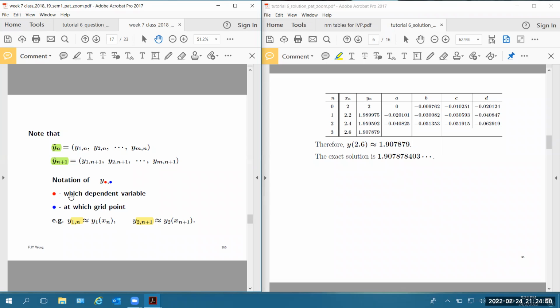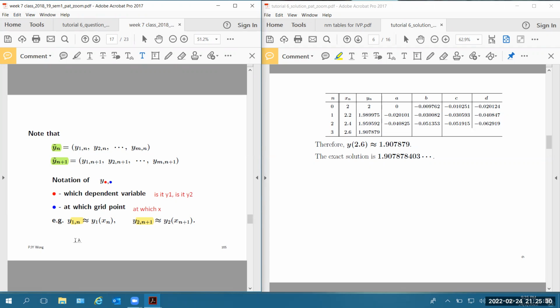The first subscript tells us which dependent variable, meaning is it y1? Is it y2? Which one? Are you talking about y1 or y2 or what? So that's the meaning. The first subscript will tell us that. And then the second subscript will tell us at which grid point. Grid point means at which x. Okay, at which x.